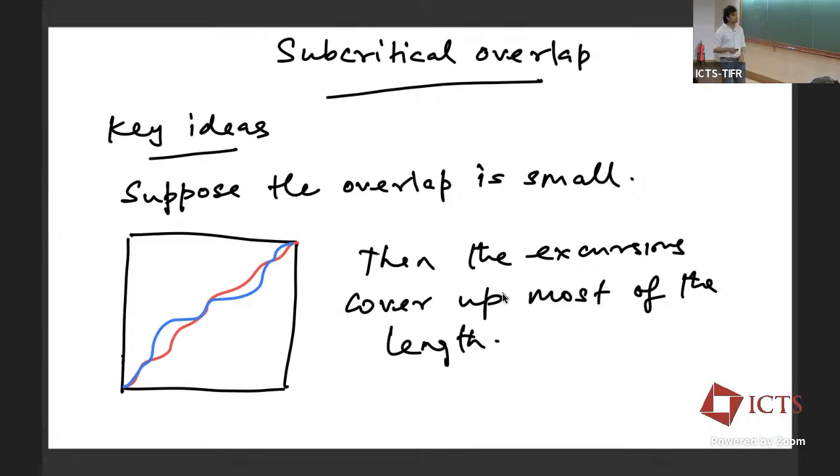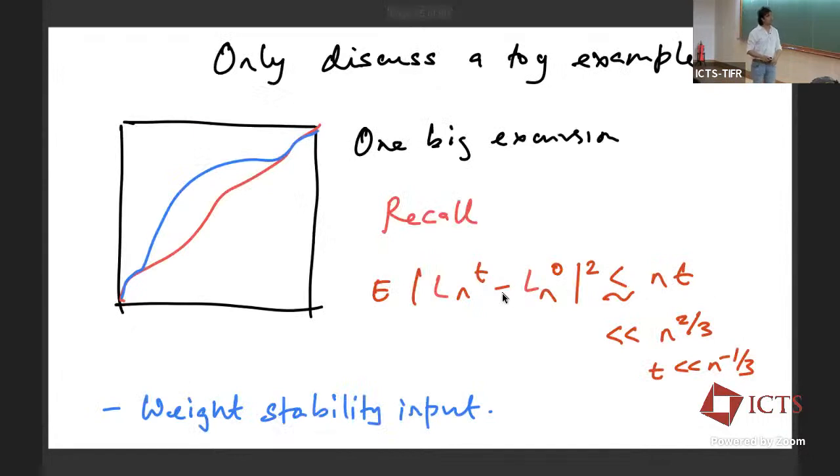Then you look at the excursions between these two paths. The excursions cover up most of the length, right? So they're not overlapping much. There are excursions between these two paths that cover up most of the journey. For the purpose of this talk, we'll only describe one case where there's one large excursion. There could be multiple different geometries of the two paths, but let's just look at this toy case where there's just one big excursion which accounts for all the non-overlap.